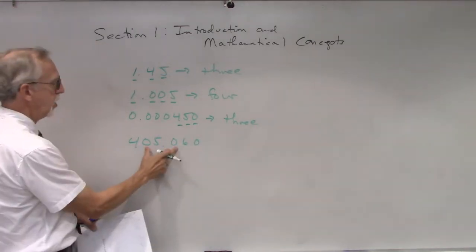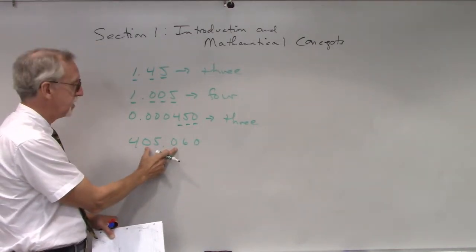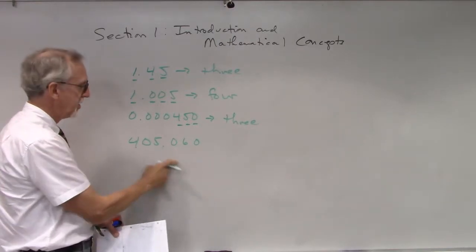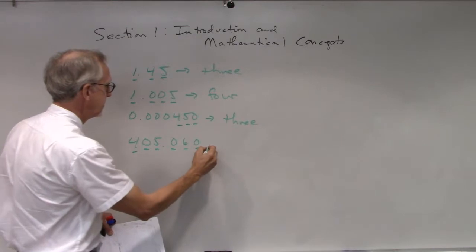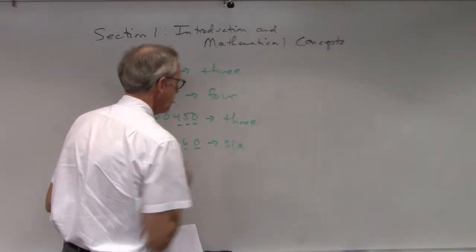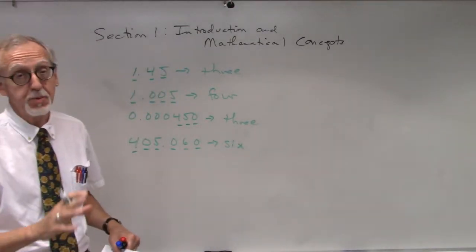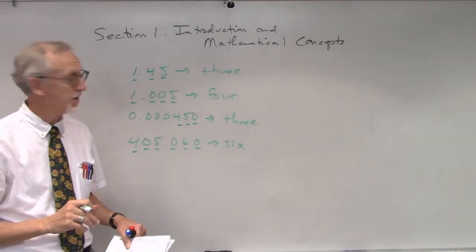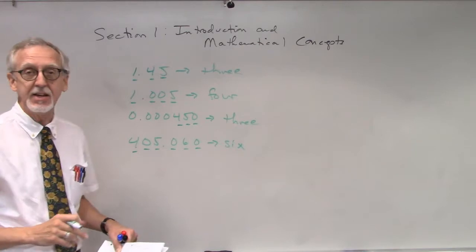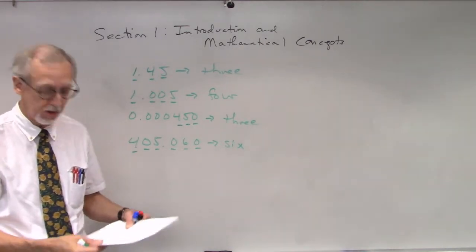405.060. Well, those zeros are in between non-zero digits. That 0 is to the right. There is a decimal point, so it is significant. 1, 2, 3, 4, 5, 6. So, sometimes, well, all the time, you should make sure to keep all those rules in mind because you might need any of them in determining the total number of significant figures.